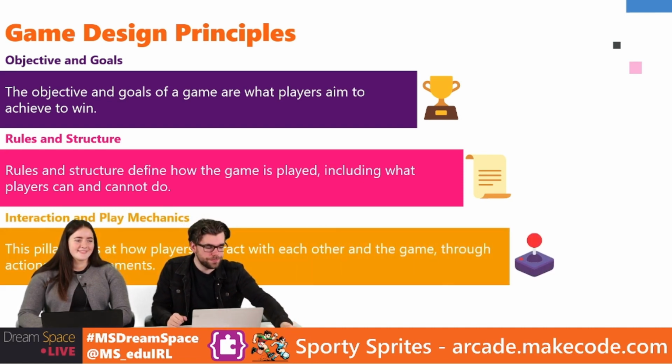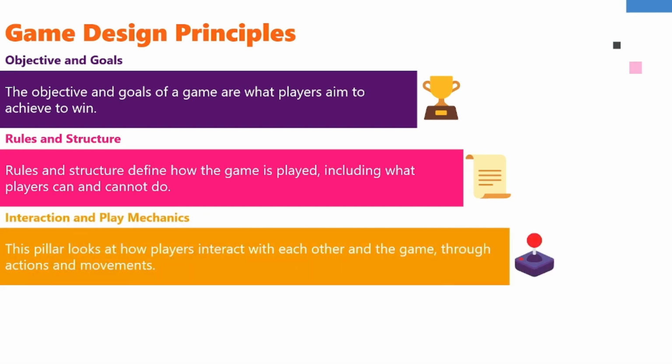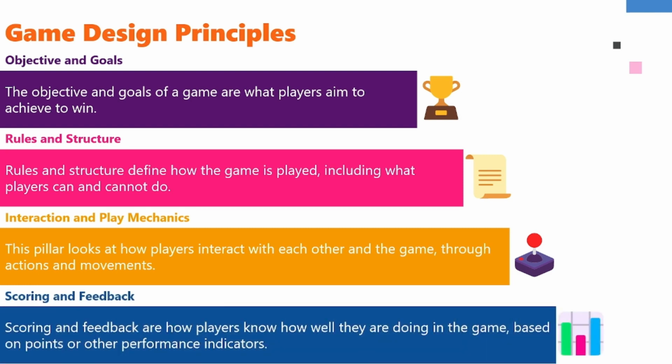Third of all, folks, we have interactions and play mechanics. Now, this pillar looks at how players interact with each other and the game itself. So this is through actions and through movements. This is how we have our characters move within the game, how they interact with one another, whether that's being hit or scoring points. We have to think about, okay, what are the interactions between the sprites and the characters within our game? Right? Fairly self-explanatory.